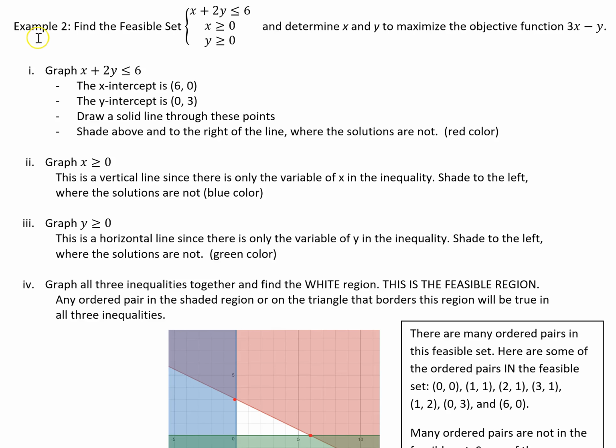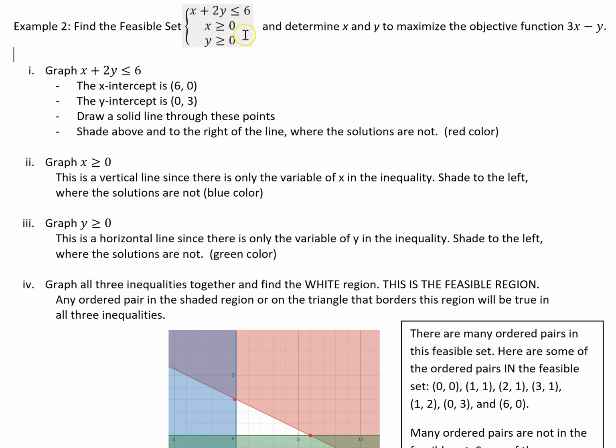In the second example, it says find the feasible set for the system of inequalities and determine x and y to maximize the objective function, 3x minus y. Now, this is a very generic situation. I don't even have a context to know if this objective function at the end is talking about cost, talking about profit, talking about the number of protein items in a piece of food. We're going to take a very simple problem without the context of words and having to filter through all those words. So first, I need to find the feasible set.